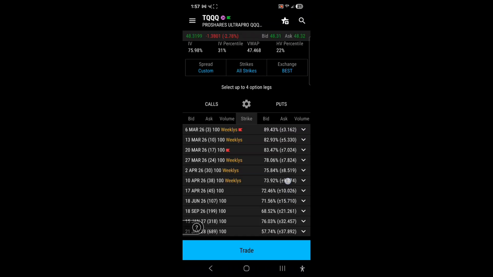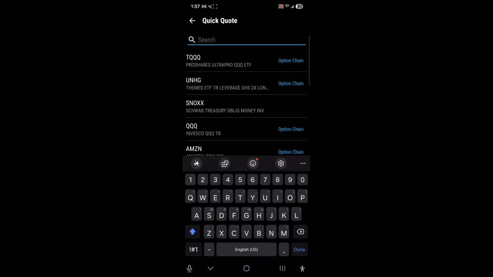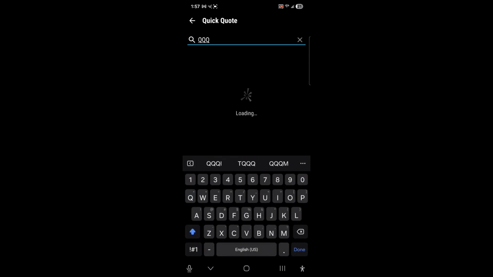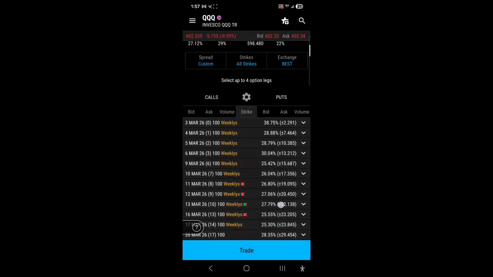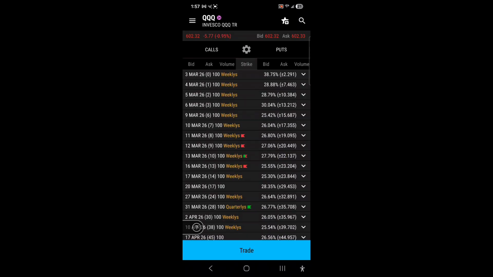So I'm going to show you other ticker symbols that offer different expiration dates. TQQQ offers weekly. Remember that. Here is QQQ. What does QQQ offer? Well, from looking at the given dates, March 3rd, March 4th, March 5th, March 6th, March 9th, it jumps the weekend, these offer daily options.